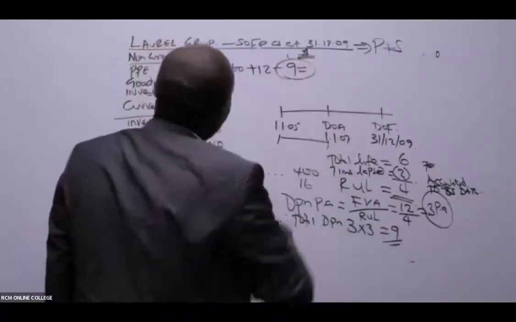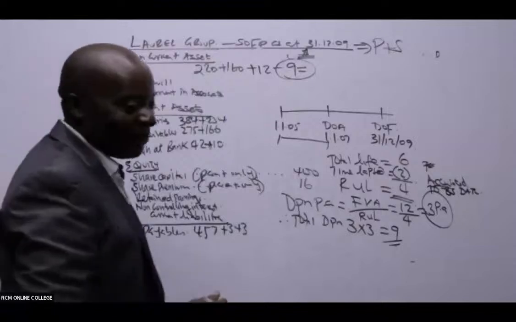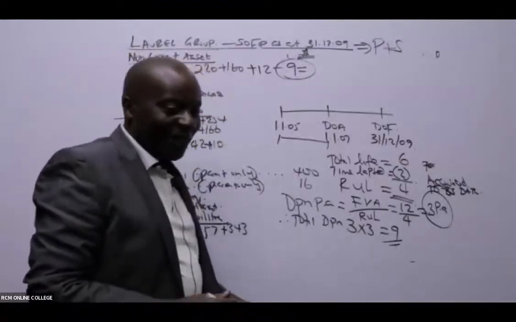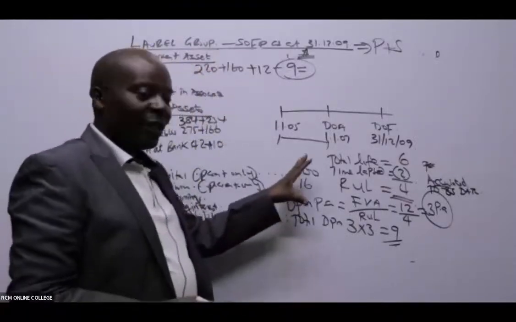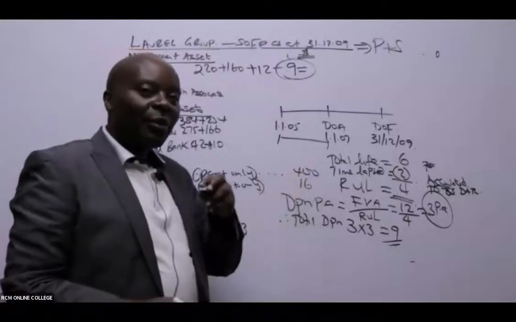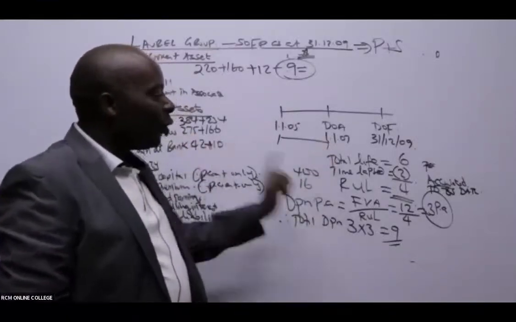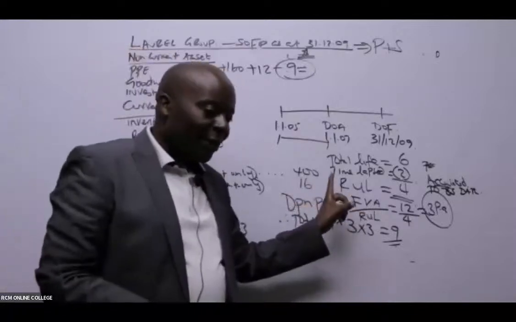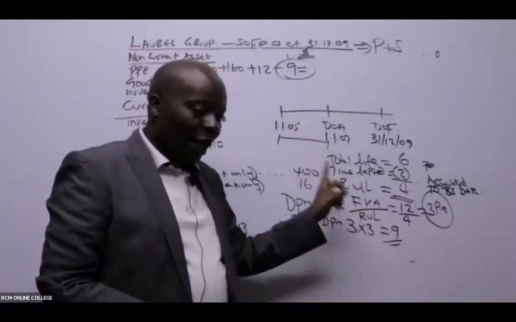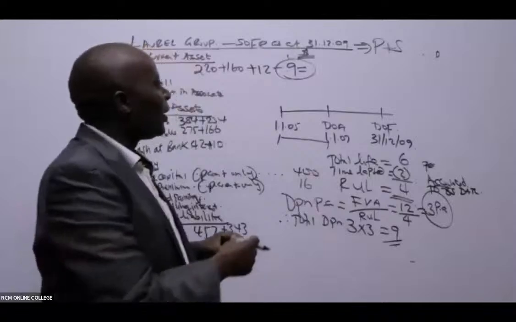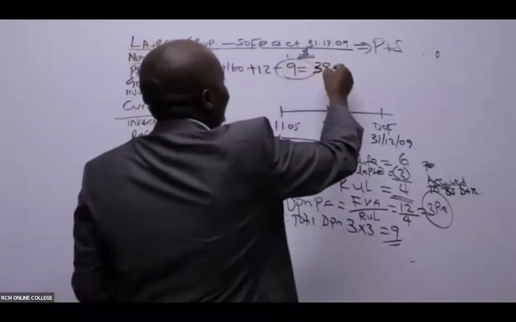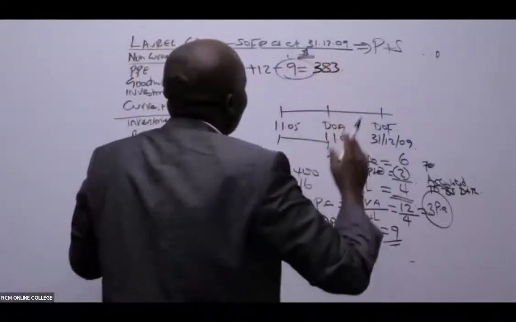So what is the final answer here, Paul? Yeah, and this you have to practice. If you look at all the questions in your past papers, most of them tell you that the assets were acquired some time back. Don't forget this concept, remaining useful life. Remaining useful life, 383.